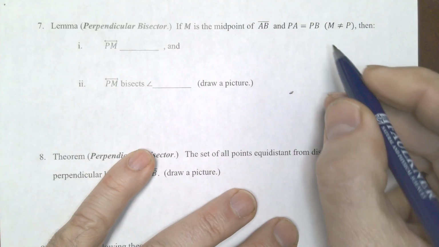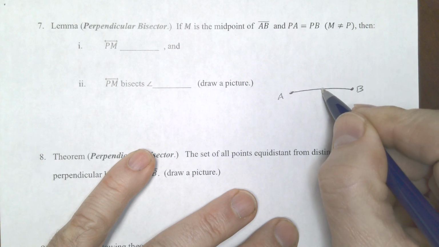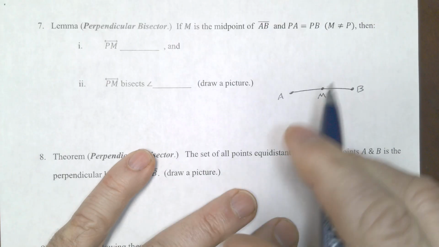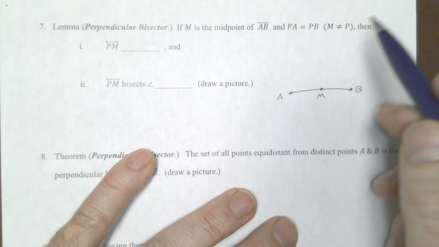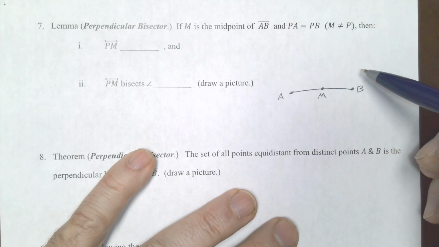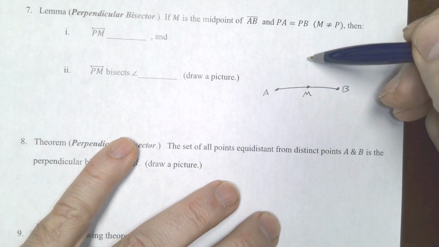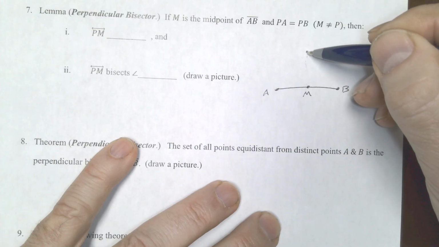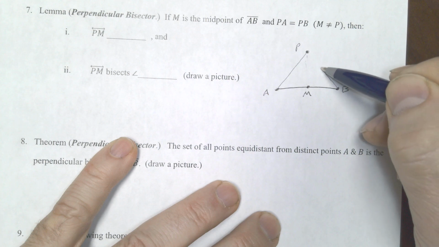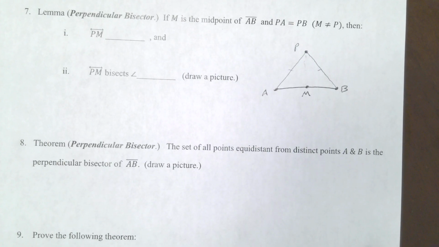So I have a line segment AB, and I have the midpoint. We'll call that M. Okay, and they're saying that P, the distance from P, I'm going to draw P somewhere, such that PA is equal to PB. So you may figure out that P is going to have to be, as an example, right there. Call that P. And it looks like I've got those two line segments being the same.